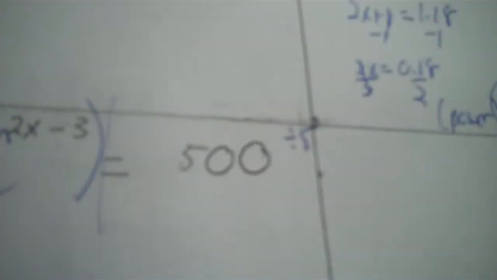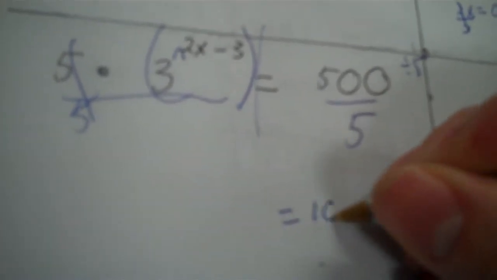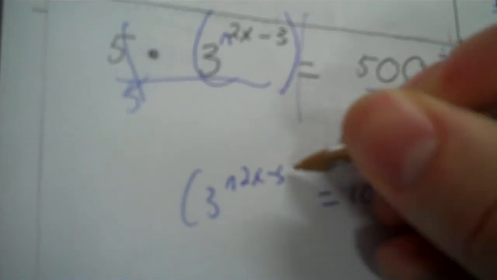Okay, next one. 5 times 3 to the 2x minus 3 power equals 500. So you're solving for x, and again, x is in a power. So you parenthesize the base and the power. You get rid of that times 5, so you divide by 5. The dot's right there to tell you what operation you're trying to get rid of, and that would be equal to 100. And then I've still got 3 to the 2x minus 3 power.